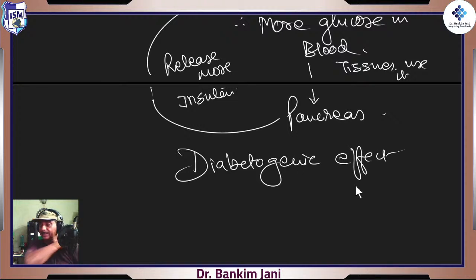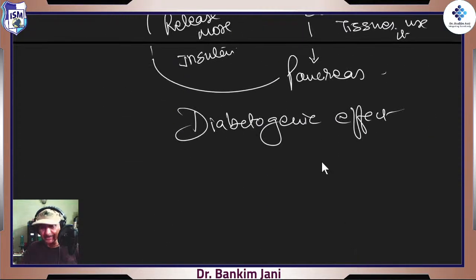So just after exercise, if you try to check your blood sugar, it will be spikingly high because it is like a need. A large amount of glucose is needed. After that, it subsides, right? So this is the diabetogenic effect of growth hormone.